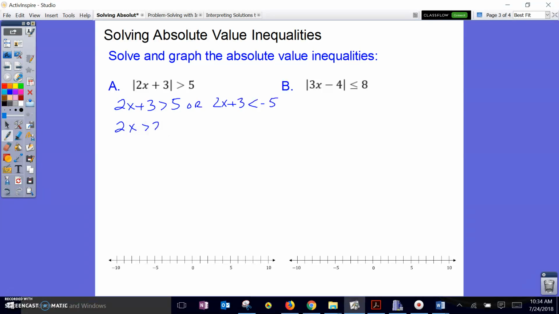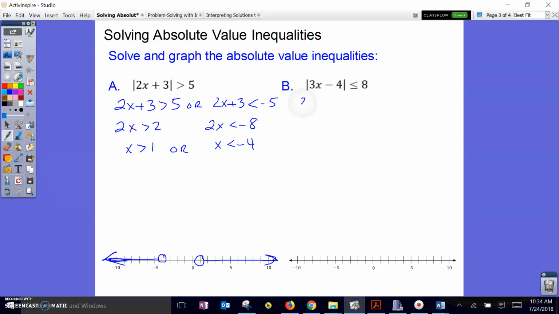Subtract 3 from both sides, divide both sides by 2. Subtract 3 from both sides, divide both sides by 2. So x is greater than 1, or x is less than -4. And there's our graph.